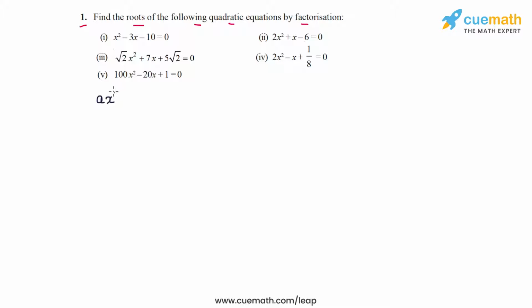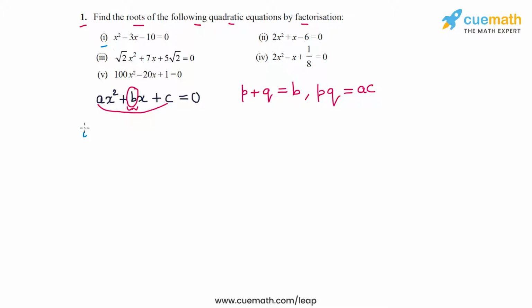Suppose that we have a quadratic equation ax square plus bx plus c equal to 0. To factorize, we have to split this middle term bx, or this coefficient b, into two parts, let's say p and q, such that p plus q is equal to b, the sum is equal to b, and p times q, the product, is equal to a times c. So this is how we have to split the middle term, and this is what we're going to do in this question. Okay, let's begin with part 1.